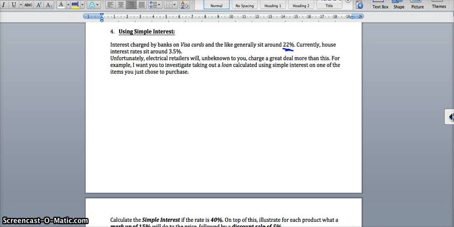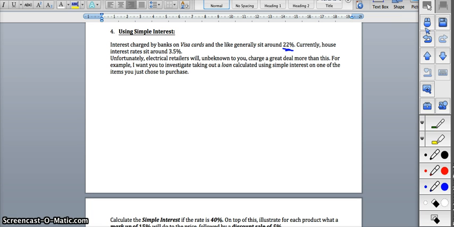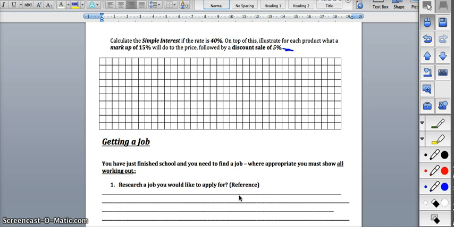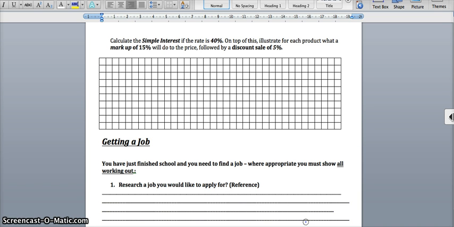Okay, you're going to look a little bit at interest rates here with a couple of your items. So it comes into this page. As I say, those that are paying attention, hopefully you're just following on your page and making notes as you go. So this one says calculate the simple rate of interest if it is 40%. All right, so you might have an item, let's pick that 447. That might be your item 1, and the interest rate is 40%.